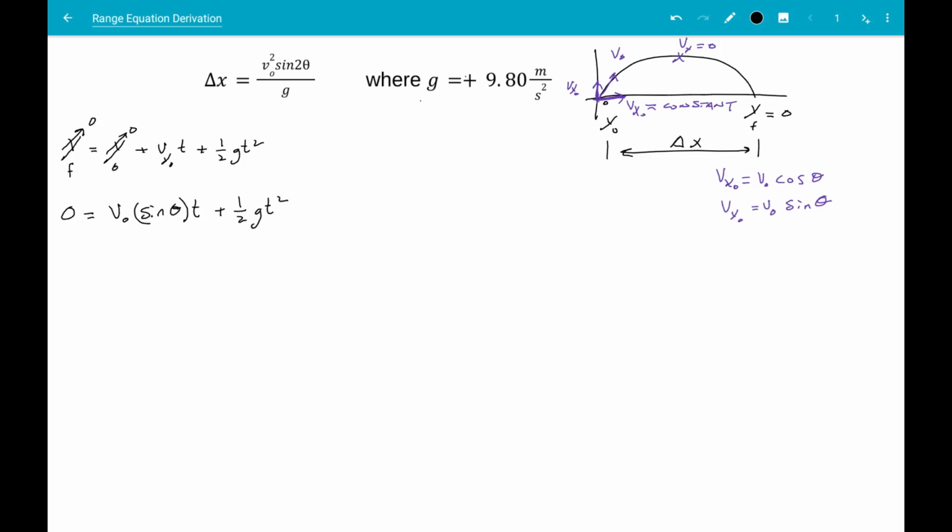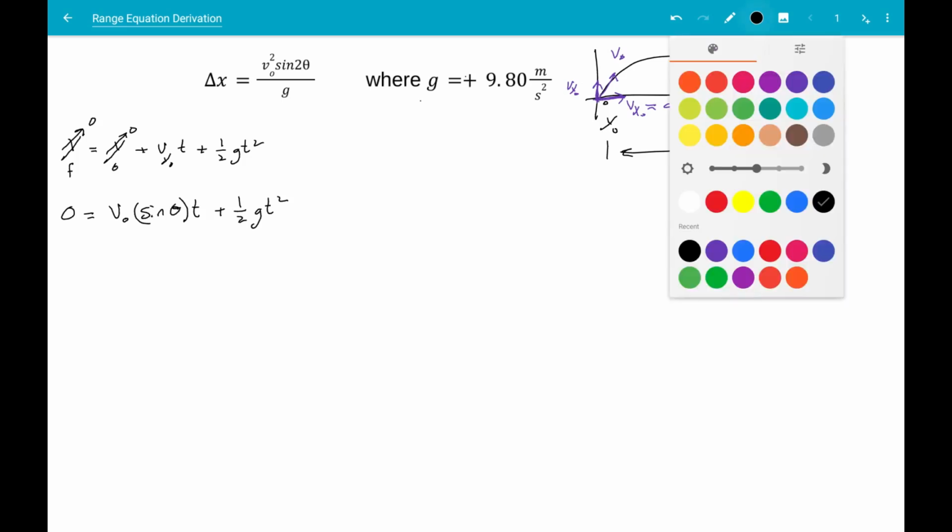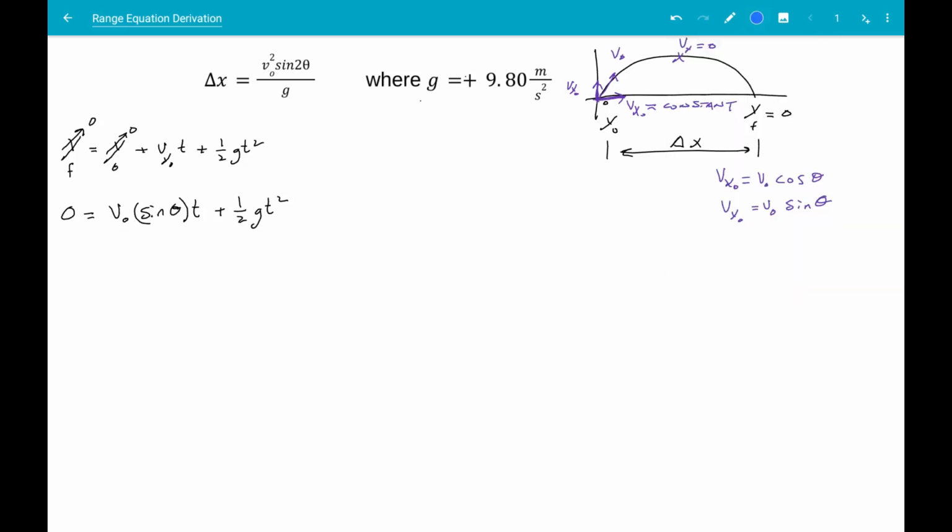All right, well, we don't see a delta. Oh well, let's put in the delta x. Let's do the same all in one: x final equals x initial plus vx naught t plus 1/2 ax t squared. Wait a minute. We just said that velocity in the x direction is constant. Therefore, there is no acceleration, and delta x must equal v naught cosine theta t.